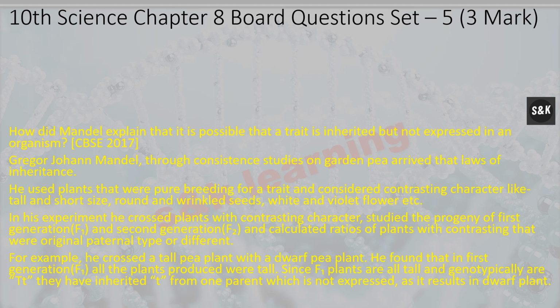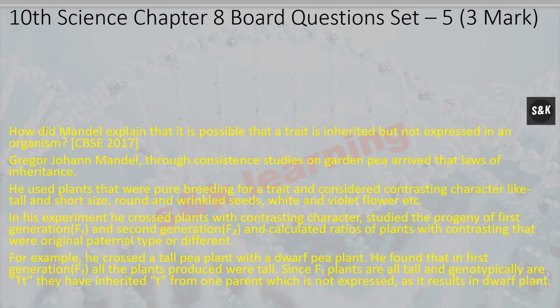In his experiment, he crossed plants with contrasting characters, studied the progeny of the first generation and second generation, and calculated the ratio of plants with contrasting characters that were of the original parental type or different.